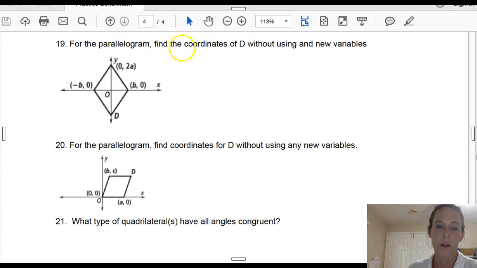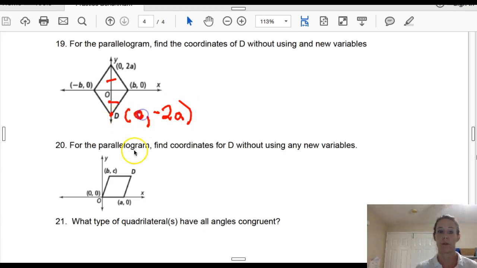All right, for this parallelogram, find coordinates D without using any new variables. Now in a parallelogram, you know diagonals bisect each other. So that means this length would have to be equal to this length here. So if I go up 2a, this is the point over 0, up 2a. If this length is the same, I would have to go down 2a. So the coordinates for this point would be over 0 on the x-axis, I don't move anywhere on the x-axis, I go down 2a, negative 2a. And there's my coordinates for D: (0, negative 2a).